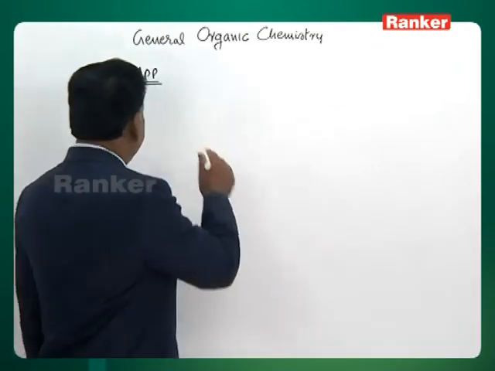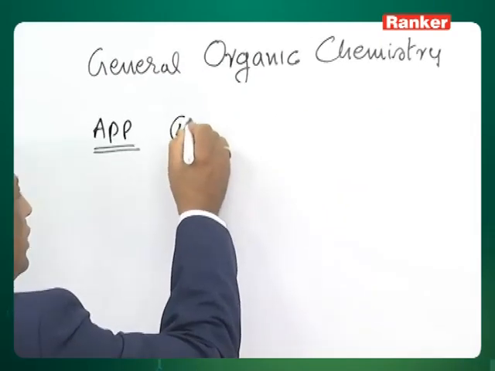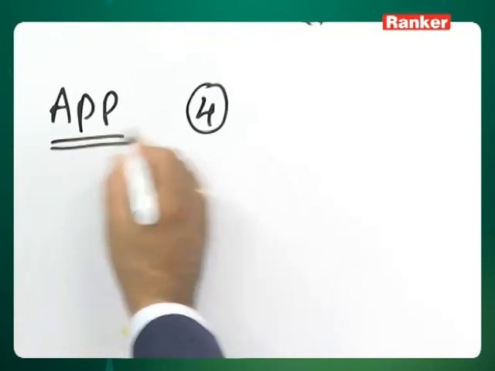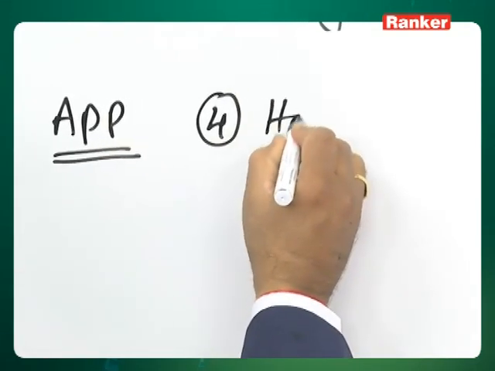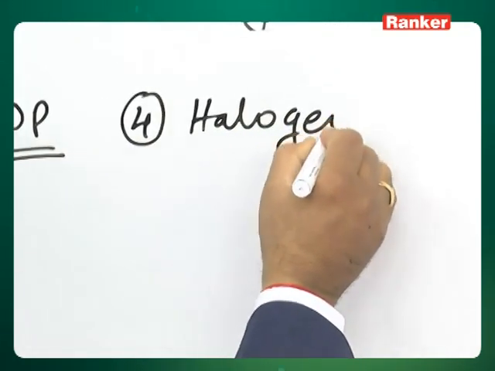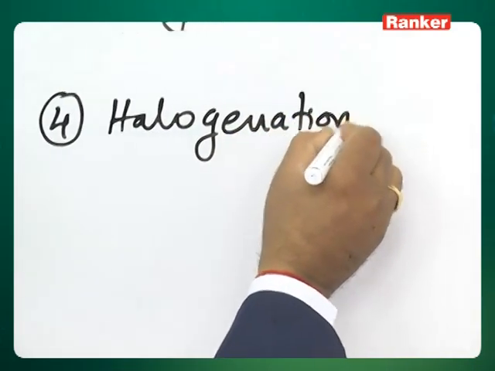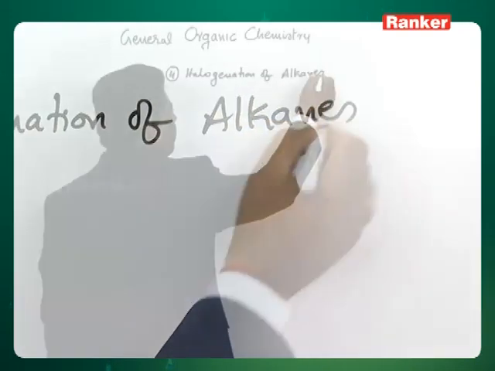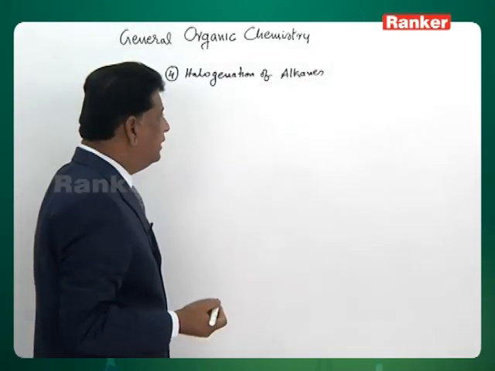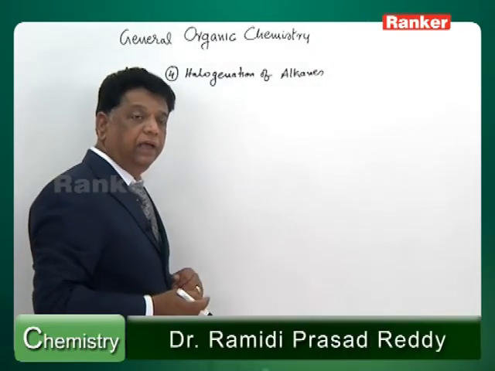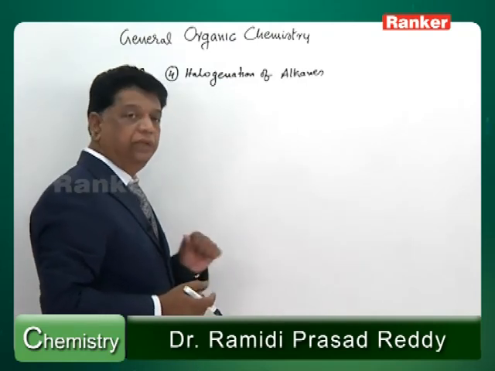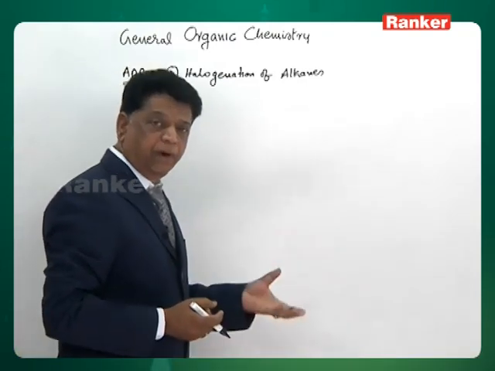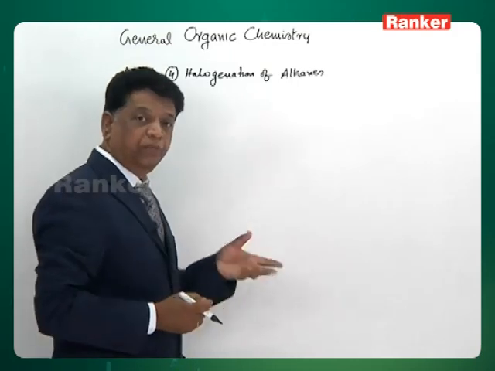Let us see another application, that is the fourth application, application 4, halogenation of alkanes. In this reaction, we will see how the inductive effect is applied, and how we decide the major product formation and minor product formation.